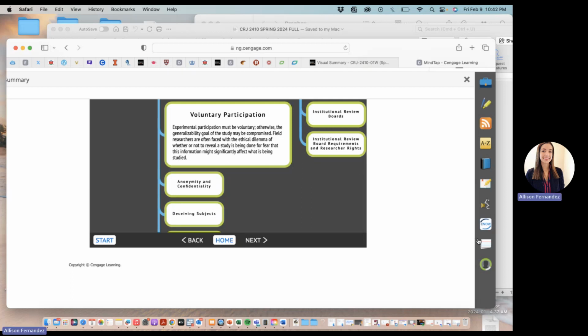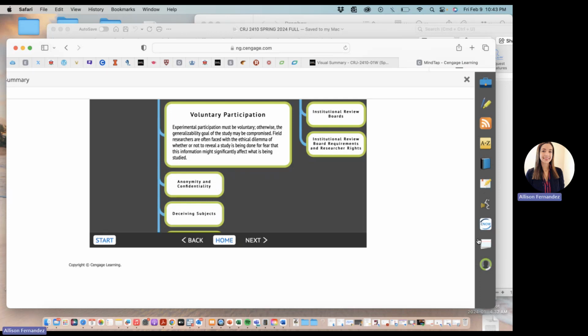These are instances where you may agree to be a part of a study and you don't really know if you're being subjected to the treatment or not. If you're thinking about receiving a certain type of medication, for example, you might be a part of the group getting the medication. You might be a part of the group being given the placebo. That's an example of experimental participation, and all participants have to be there voluntarily. Otherwise, the generalizability may be compromised.